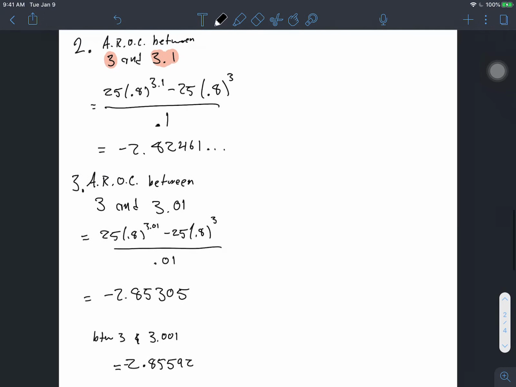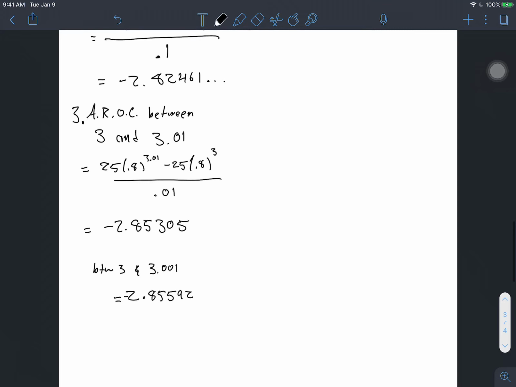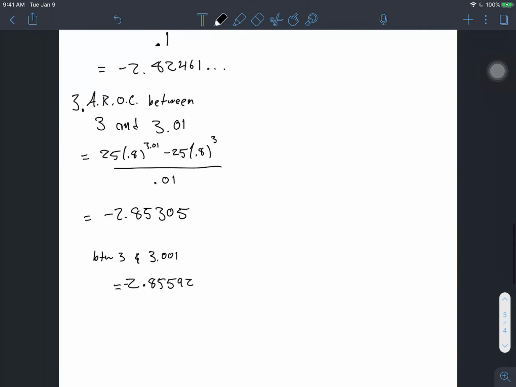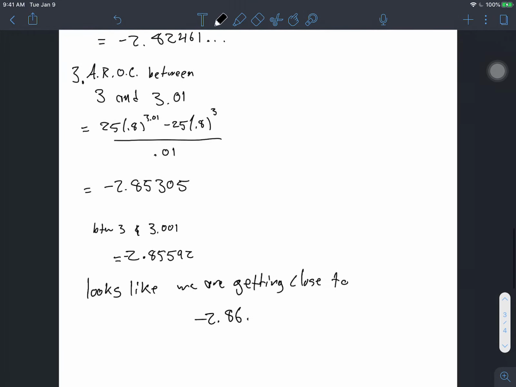What do we think that this is getting close to as I go along? We got negative 2.82, negative 2.853, negative 2.8559. If I were to guess what this is getting close to, I think we're capping out at around negative 2.86. Okay, looks like we are getting close to negative 2.86. Yes? Let's say like I thought it was negative 2.9, like would I get it wrong?